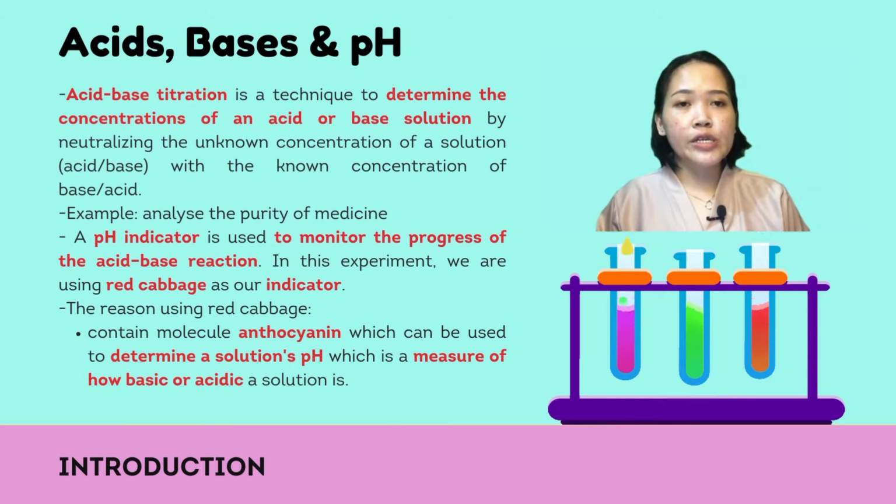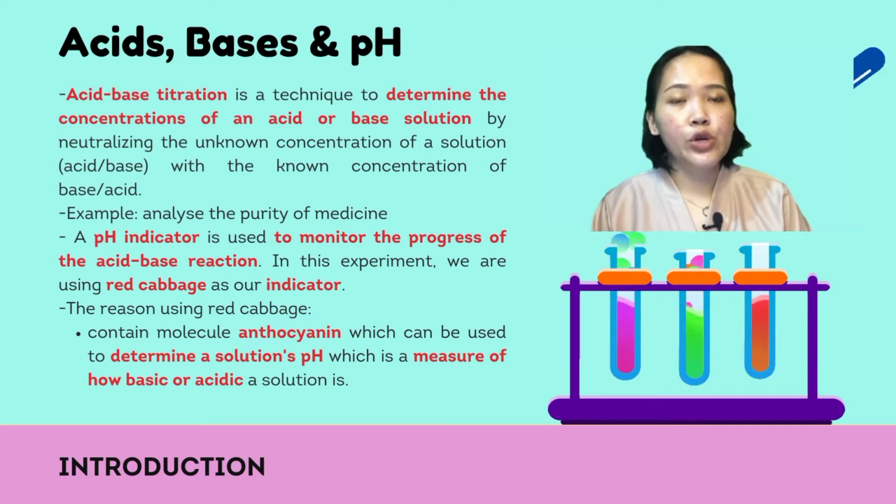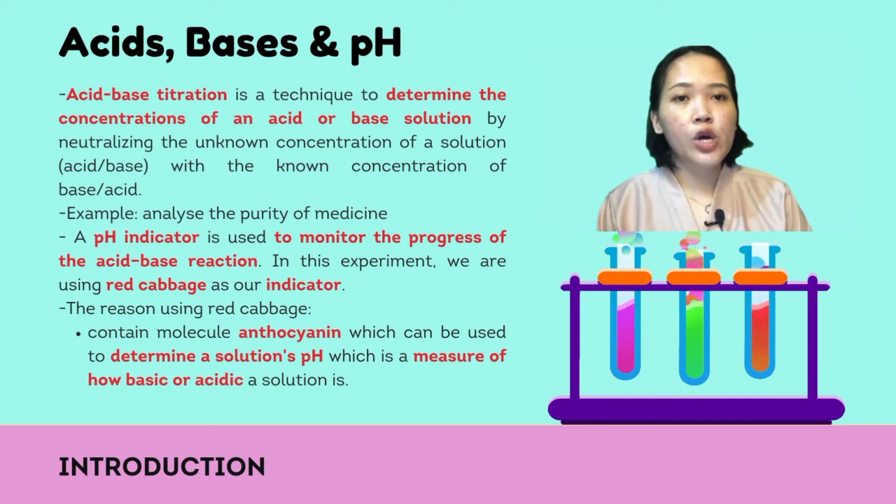Acid-base titration is a technique to determine the concentration of an acid or a base solution by neutralizing the unknown concentration of a solution with a known concentration of base or acid. An example of acid-base titration used in real life is analyzing the purity of medicines. The drug ephedrine, for example, is commonly found in cough syrup and can be tested for purity by using acid-base titration. A pH indicator is used to monitor the progress of acid-base titration.